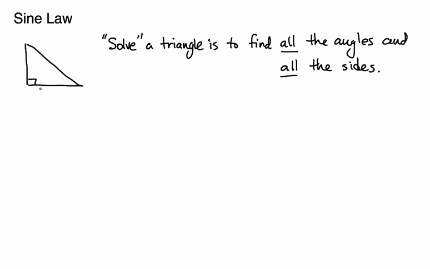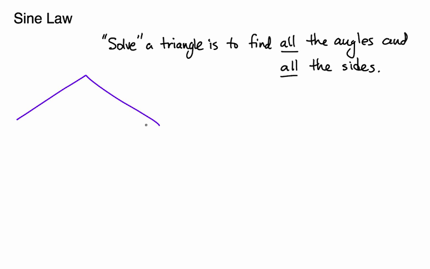In this video, we're going to take a look at solving triangles that are non-right angled, and to do that we're going to need a new tool called the Sine Law. Now, in the past we've been able to solve triangles, and to solve a triangle means to find all the angles and all the sides, for right-angled triangles, and we were able to use SOHCAHTOA, sine, cosine, tangent to do that. But what if it's not a right-angled triangle?